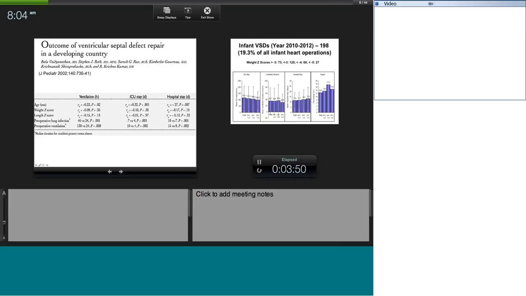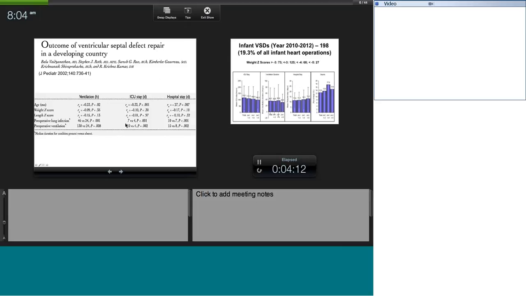We then looked at ventilation duration, ICU stay, and hospital stay. And again, we did not find any impact of weight or length Z-score on ventilation, on ICU stay, and hospital stay. Of course, preoperative sepsis and preoperative ventilation were big impact factors in this particular series.